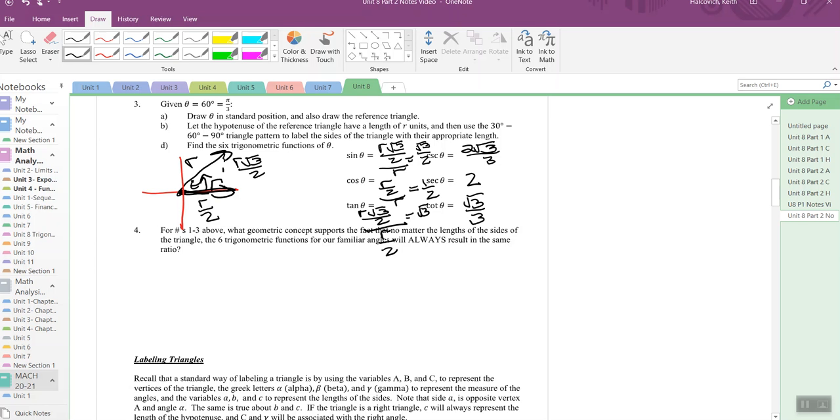All right, so what geometric concept supports the fact that no matter what the length, or the r value, the six trigonometric functions will always result in the same ratio? That is that similar triangles have corresponding sides that are proportional.